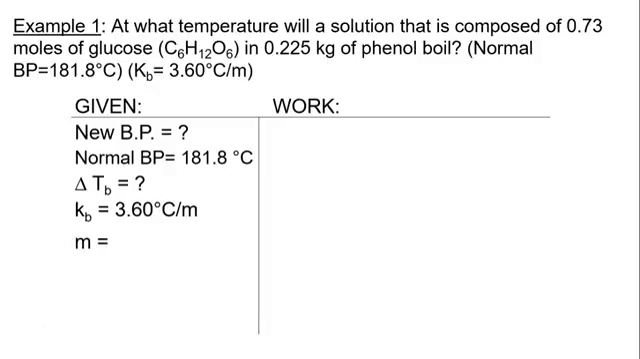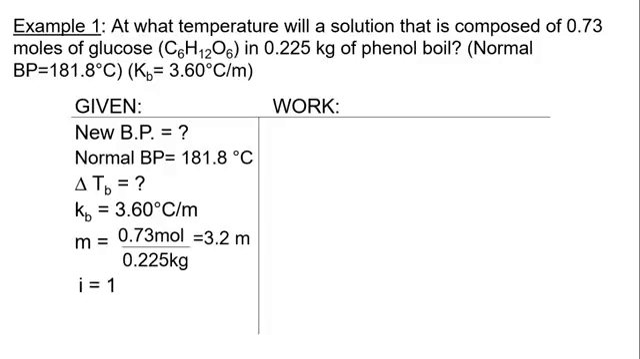I do not have the molality, but I do have some information that will allow me to calculate molality. Since molality is moles of solute per kilogram of solvent, I'm just going to take the moles of glucose and divide by the kilograms of the solvent phenol. So that's 0.73 moles divided by 0.225 kilograms. Now, if these were in grams, you'd have to convert it into kilograms for the solvent. For the solute, if it were in grams, you'd have to convert it into moles. So that works out to be 3.2 with two significant figures.